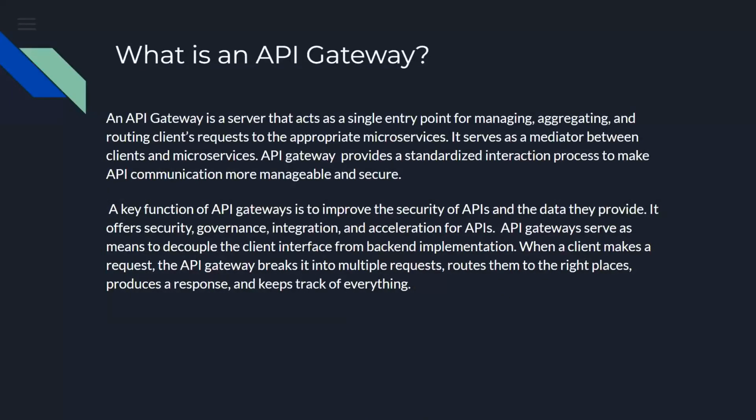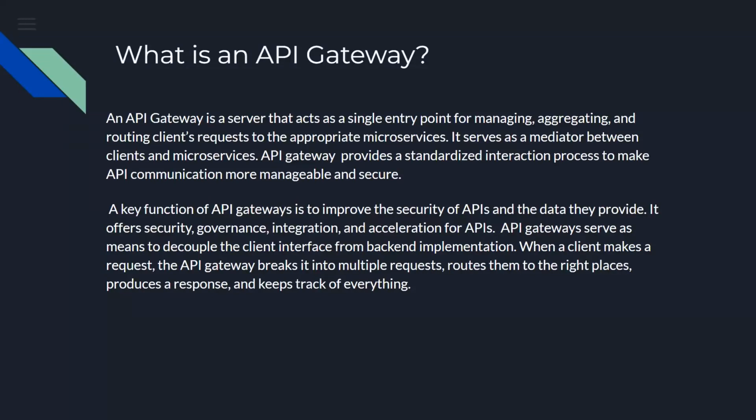An API gateway is a server that acts as a single entry point for managing, aggregating, and routing client requests to appropriate microservices. It serves as a mediator between clients and microservices. An API gateway provides a standardized interaction process to make API communications more manageable and secure. Because of the importance of API security, and how vulnerable it is, we have to find a way to mitigate these security challenges. This is where the API gateway comes in.